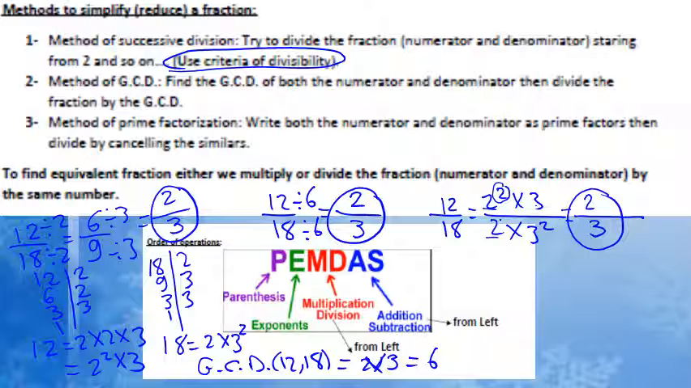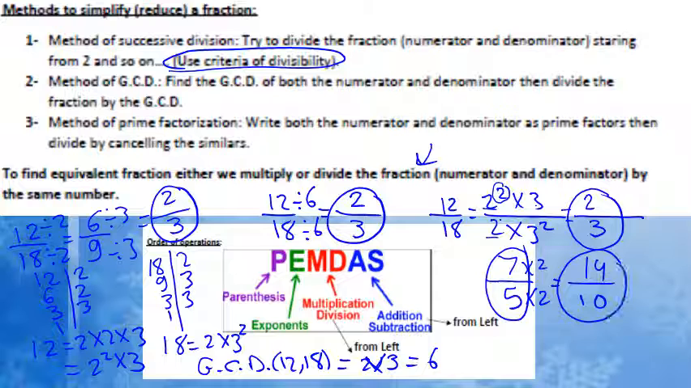To find an equivalent fraction, either we multiply or we divide the fraction by the same number. Suppose I have the fraction 7 over 5 and I want to find an equivalent fraction to this. I can multiply by 2, it gives us 14 over 10. So 7 over 5 and 14 over 10 are equivalent fractions.